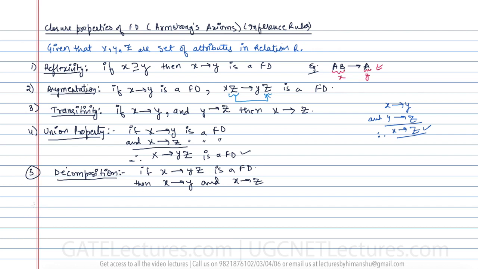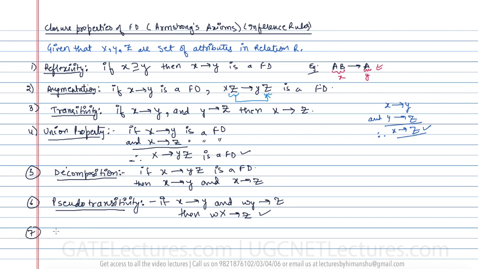The next one is called pseudo transitivity. If X determines Y and WY determines Z, then you can say that WX determines Z. This will also hold. And the next property is the composition property. The composition property says if X determines Y and Z determines W, then XZ determines YW. Sorry, YW, not YZ. So this property also holds.